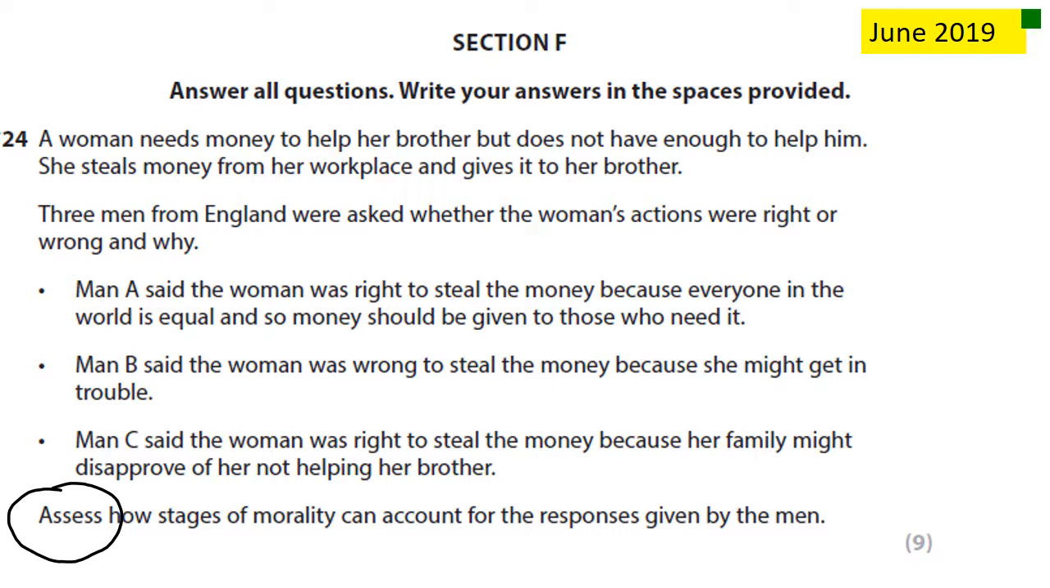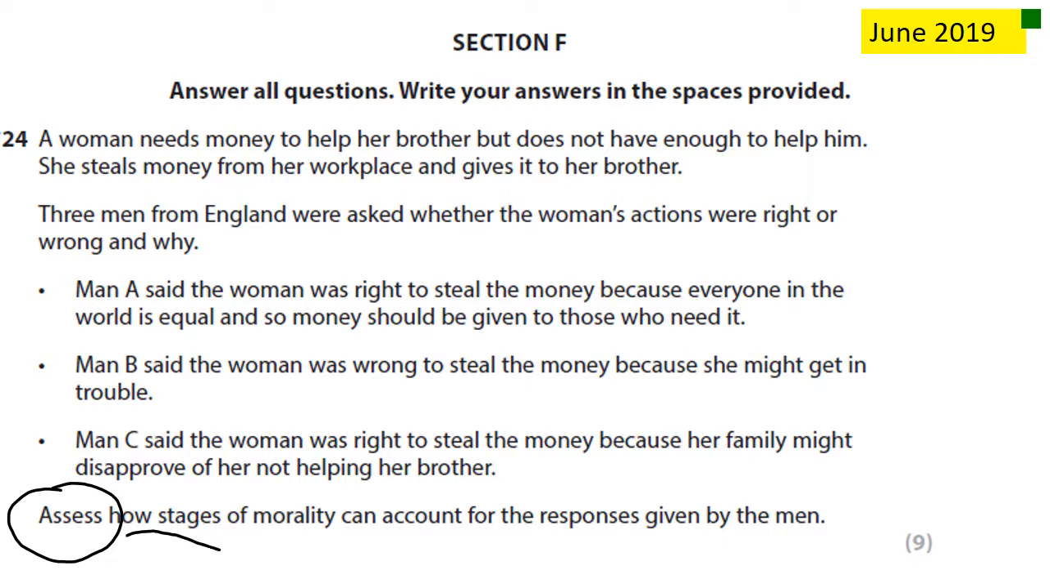Now, we know that the minute you see any sort of scenario question like this on your exam, the first thing we do is annotate and we dissect the keywords within the question. You can see the first word that I've circled there is assess, and we know that an assess question requires you to make a judgment. So you've got to directly answer the question.